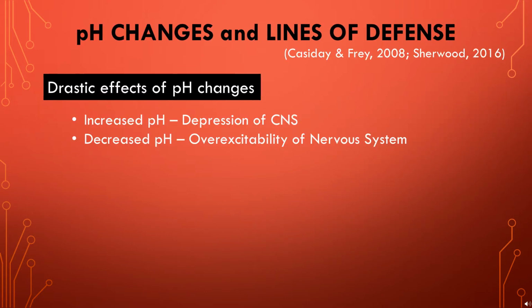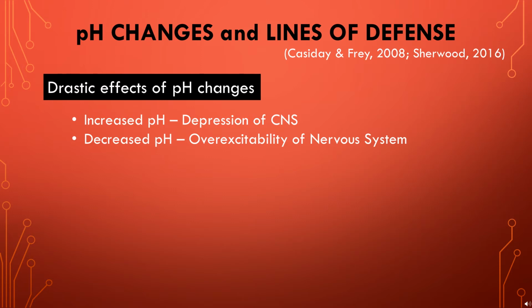What happens when pH levels change, and what are some of the defenses against those pH changes? Fluctuations in hydrogen ion concentration can have drastic effects on normal cell function. To name a few of the consequences, increased pH can lead to the depression of the central nervous system, whereas decreased pH can lead to the overexcitability of the nervous system, both the peripheral and central aspects. People can also die from extreme alkalosis or acidosis.